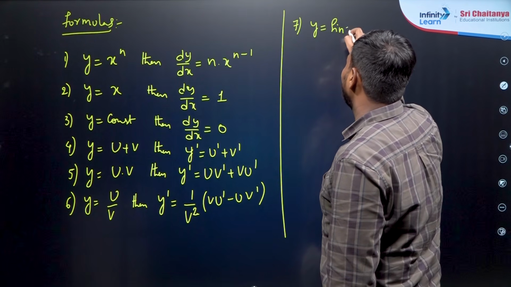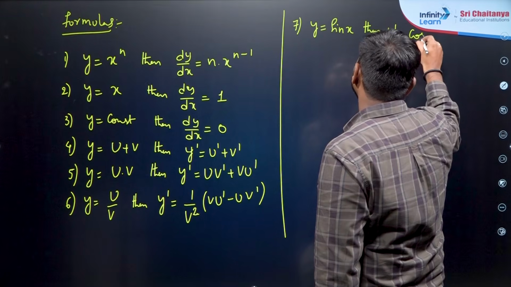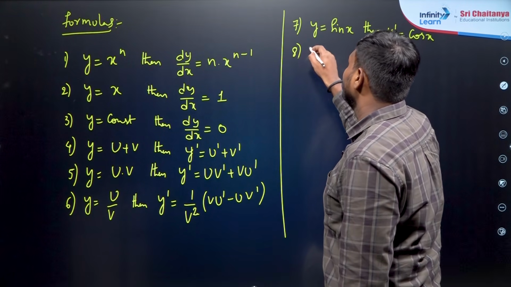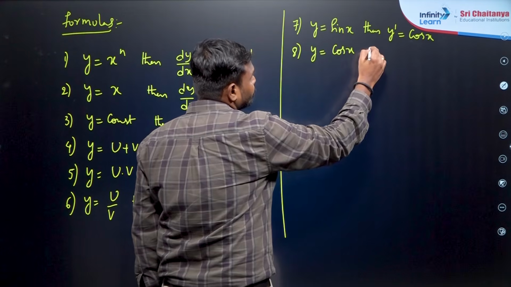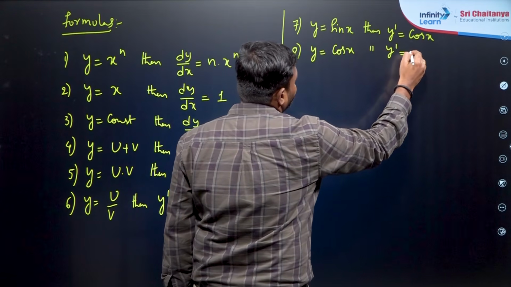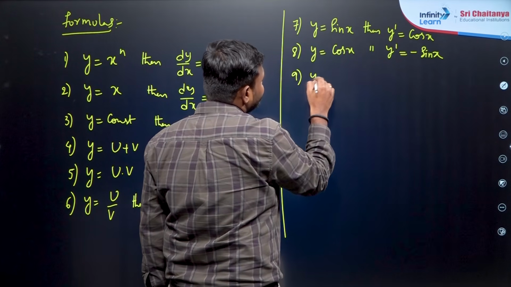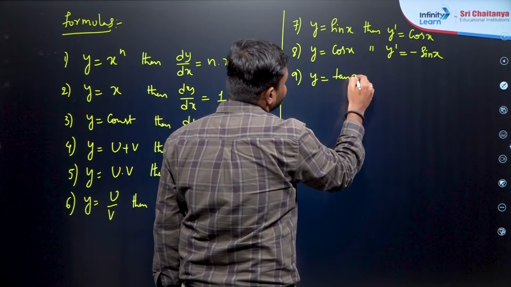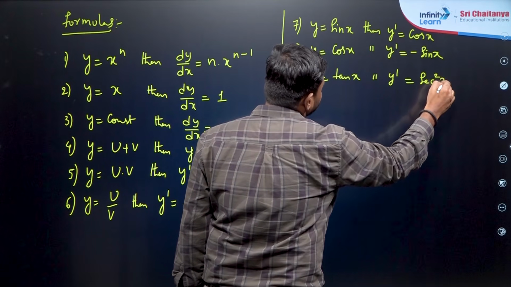Next, trigonometry. If y is equal to sin x, then what is the derivative? Cos x. If y is equal to cos x, what is the derivative? Minus sin x. Correct. Good. Next, y is equal to tan x, then its derivative will be secant square x.